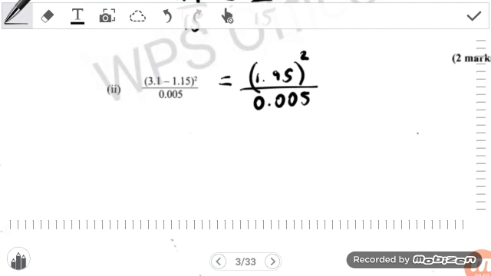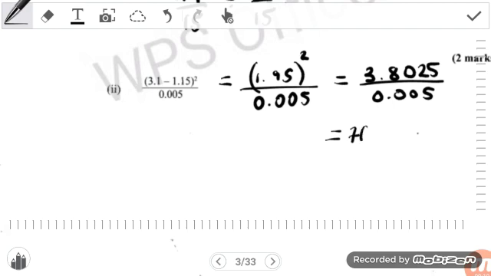You guys should have your calculator and know how to square a number. 3.8025. I'm going to divide that now by 0.005. Right, and if we divide that number now by 0.005, we should get a total result here of 760.5. All right, so that was a pretty easy question. I believe that you guys had the hang of that.